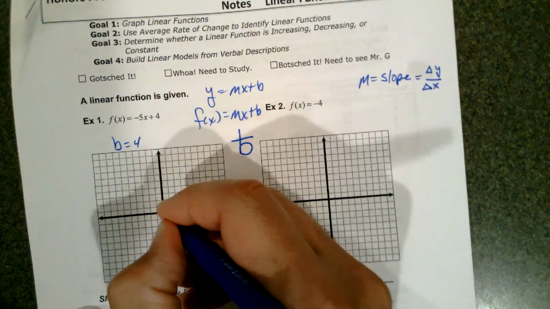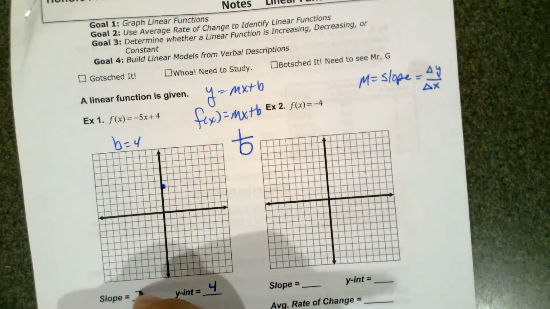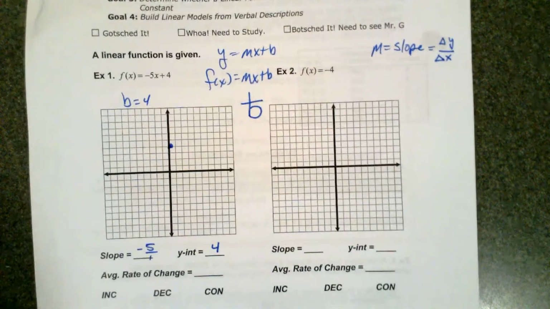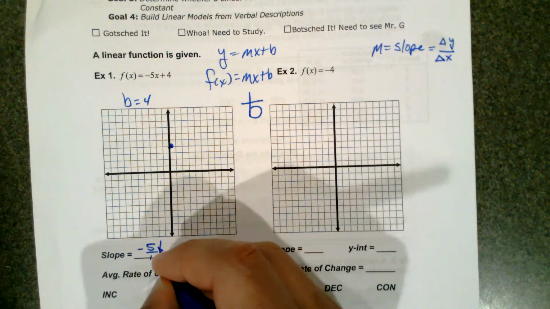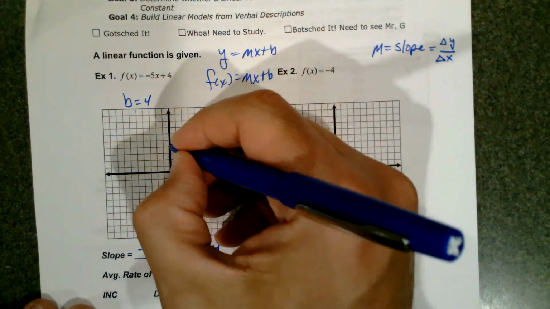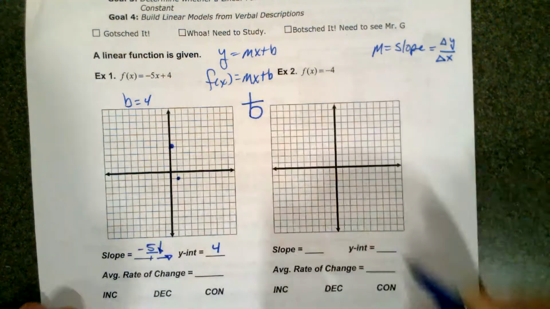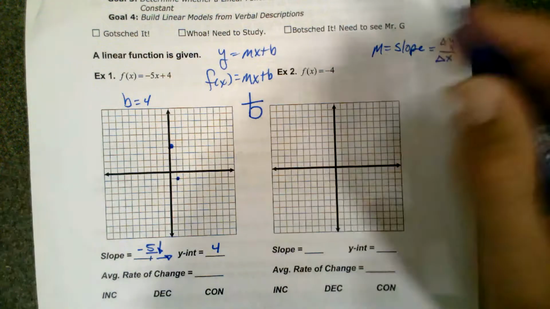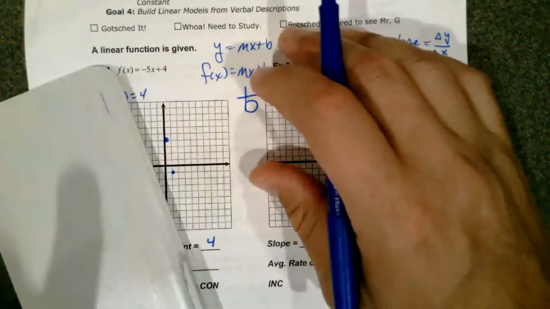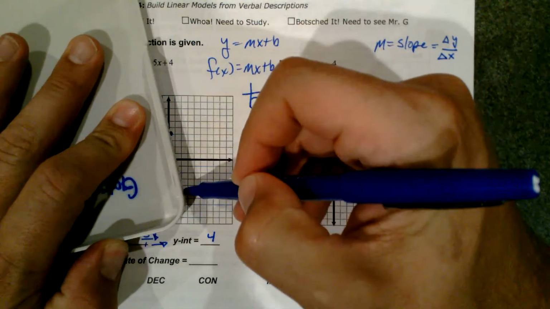So we go up 1, 2, 3, 4. And then our slope we know is negative 5, or think negative 5 over 1. Again, if it's negative, it's going down. And if it's positive, it's going up. And then we go to the right. You guys know that. So we count down 1, 2, 3, 4, 5, and over 1. From there, we make a nice pretty line. You can use your calculator, you can use your ruler, what have you, and make a nice pretty line.